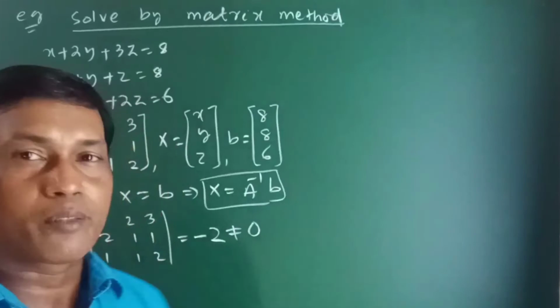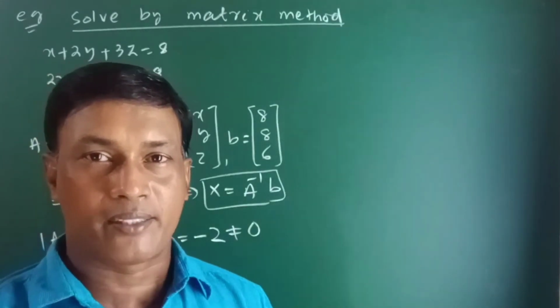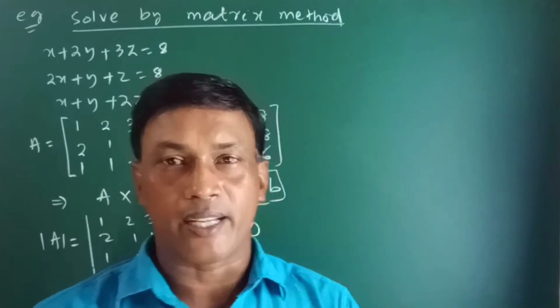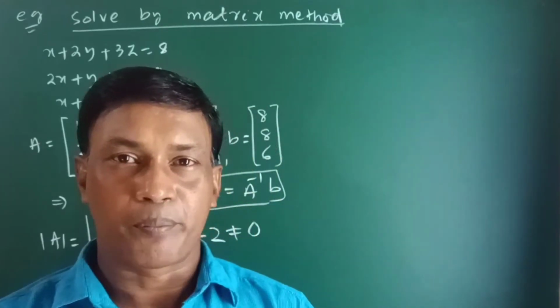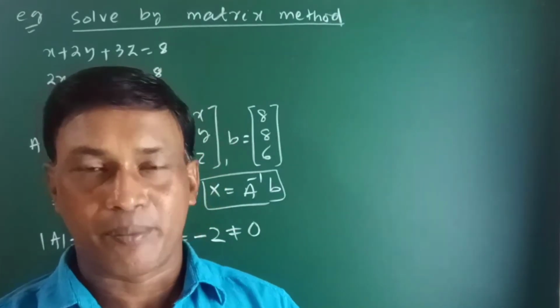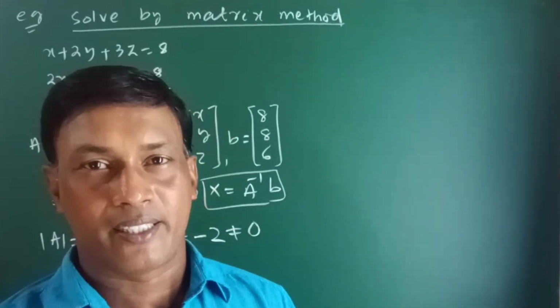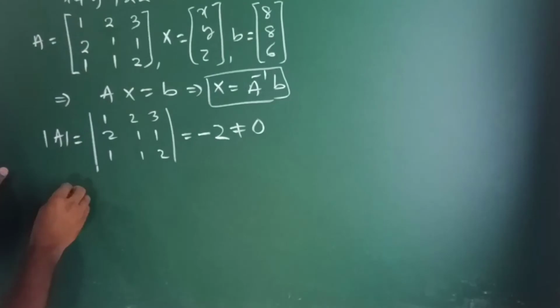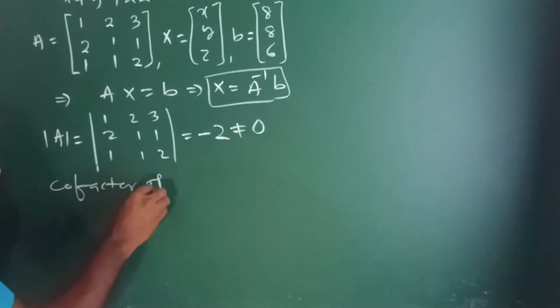So this is the determinant. Now to find the adjoint, adjoint is transpose of cofactors. तो पहले हमको हर एलिमेंट का कोफैक्टर निकालना है, इसके बाद हम अडजॉइंट निकालेंगे. So the matrix here is 1 2 3, 2 1 1, 1 1 2. First to find the cofactor of 1.